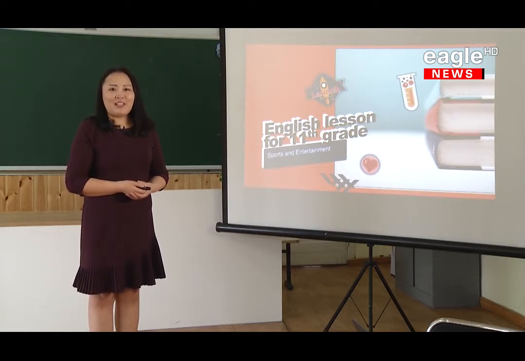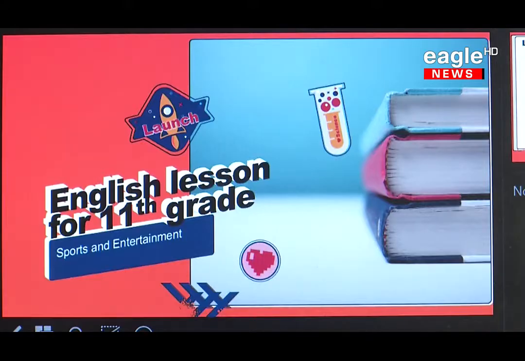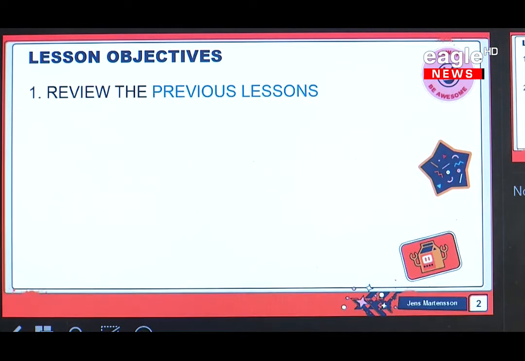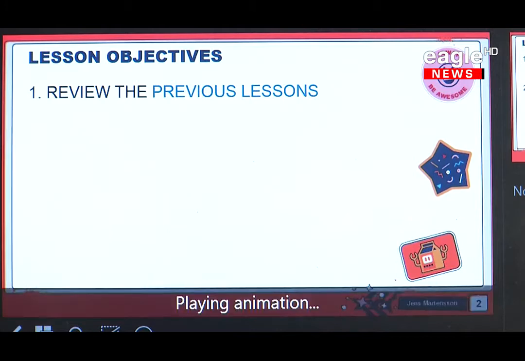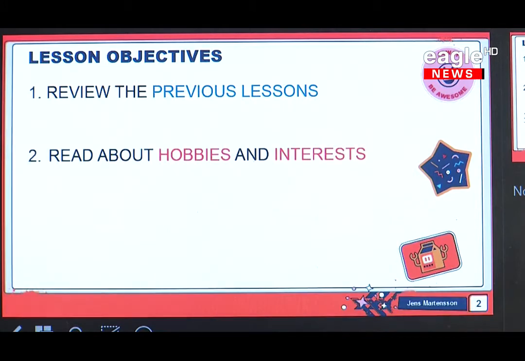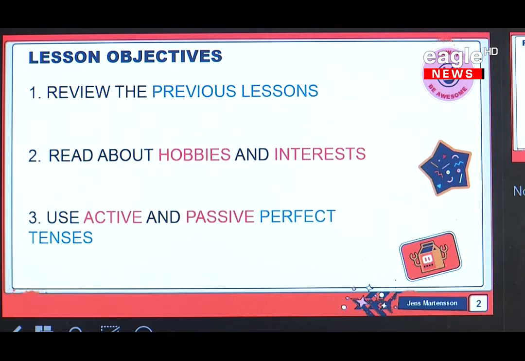Now I will say lesson objectives. Today we are going to review the previous lessons. Next, read about hobbies and interests and use active and passive perfect tenses.